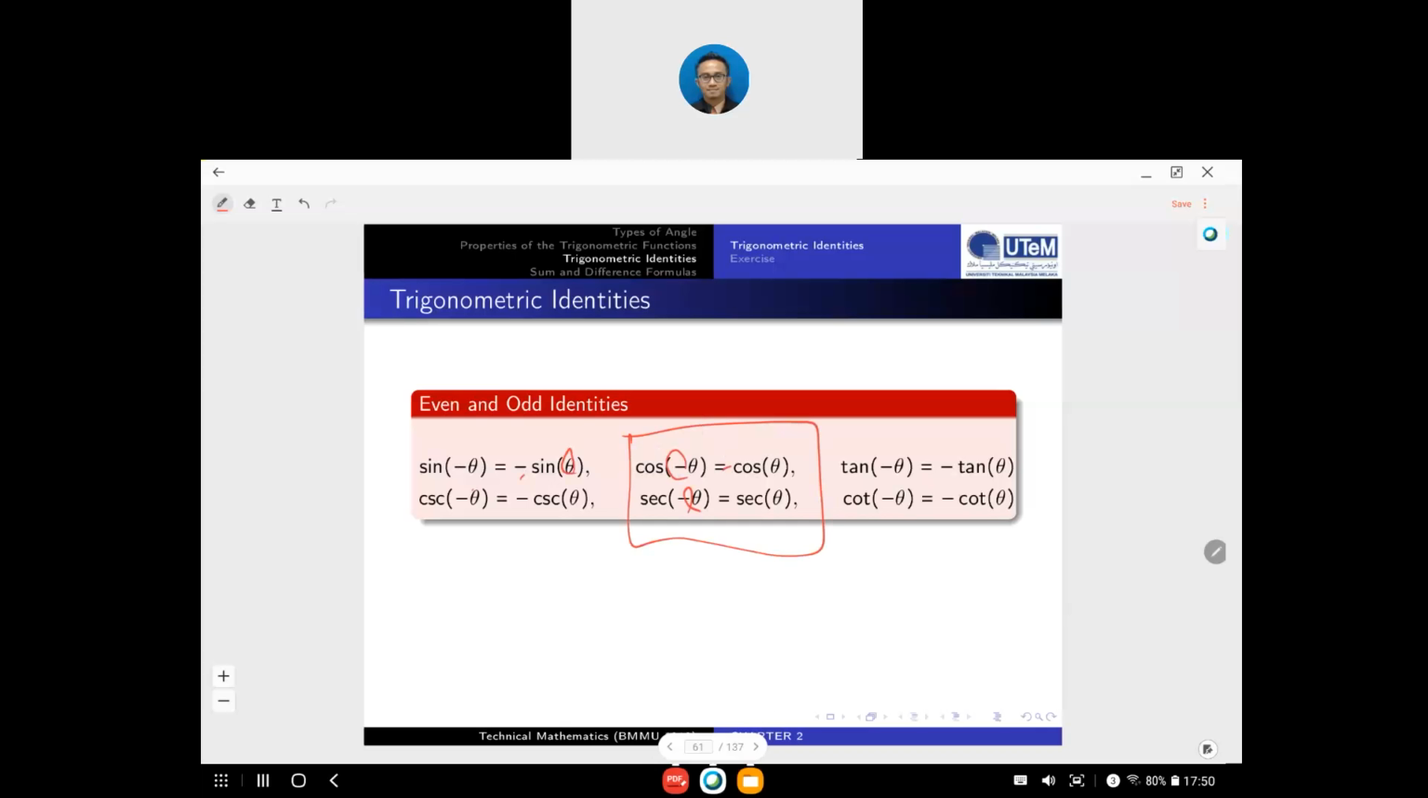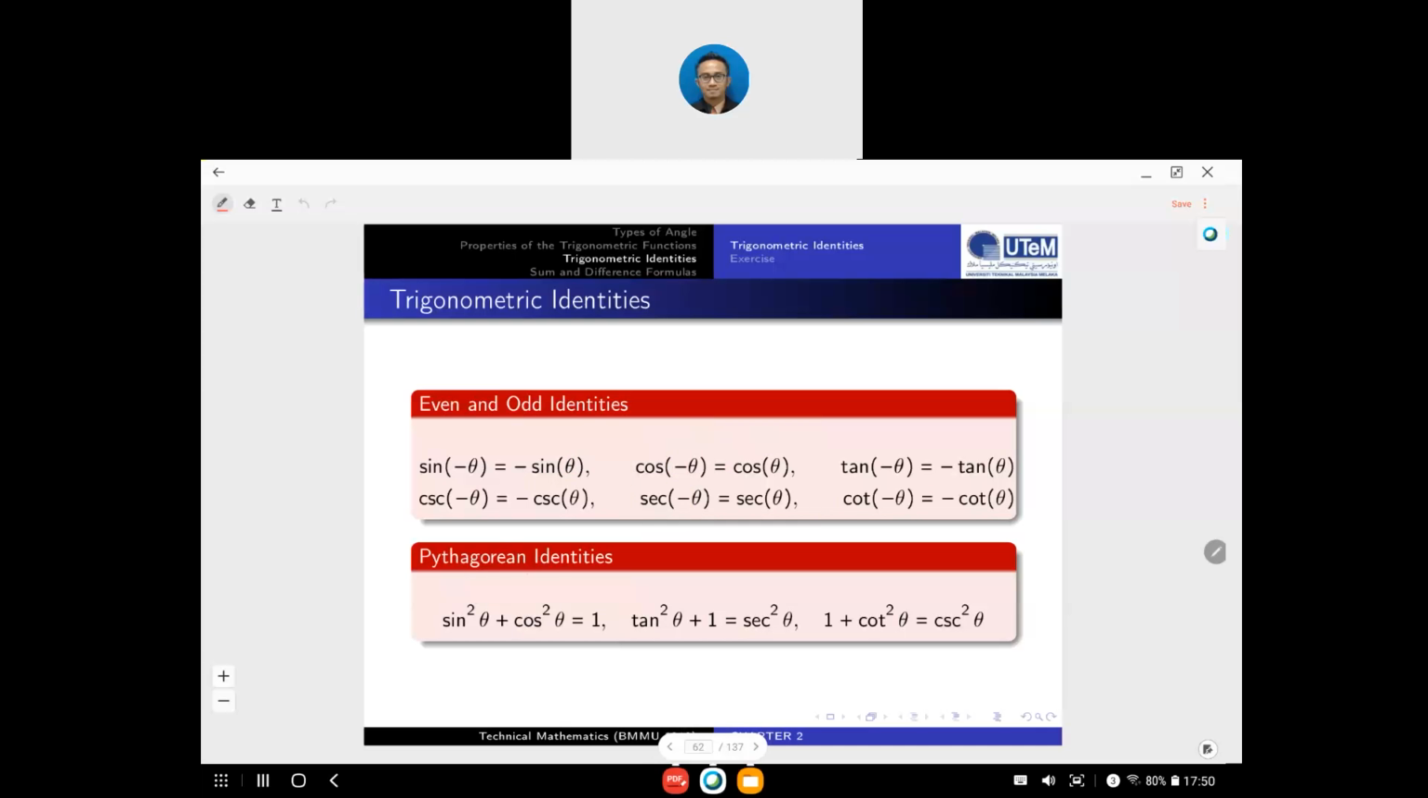The last one is Pythagorean identities. This is the popular one lah. Mesti awak kena ingat ni. Sin square theta plus cos square theta equal to 1. Especially when you want to prove or when you want to solve trigonometric equation, banyak awak akan guna Pythagorean identities. Usually bila awak nampak je sin kuasa 2 dengan cos kuasa 2 ada, mesti kita akan guna yang ni.